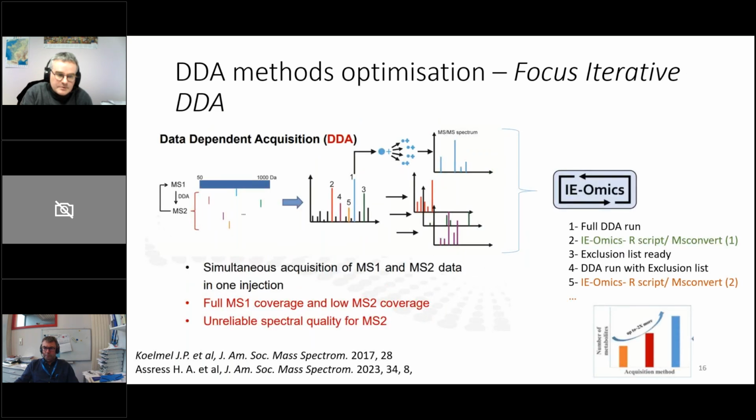And someone came, so Jeremy Koelmel came some years ago with the idea of iterative DDA runs. So the idea is quite simple. Just run your extract several times and add the capacity of our instruments to have an exclusion list in mind when we are doing DDA. It's just an R script, quite very simple to use. So first you run a full DDA run on your sample, usually a QC sample.